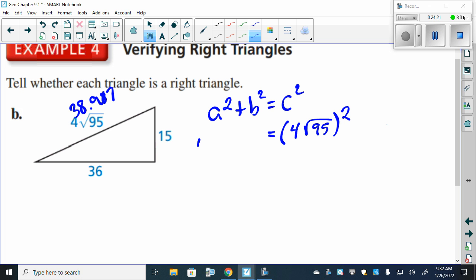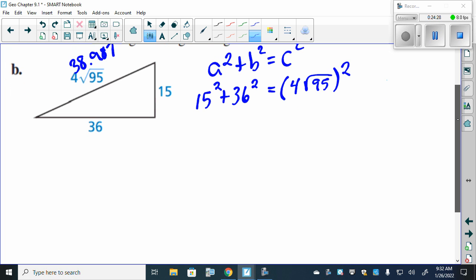And the values of a and b are going to be 15 and 36. Now again, on this side, 15 squared plus 36 squared, we can actually straight up type this in. We don't have to do this by hand or go one step at a time. And if we type this in, we get 1,521.